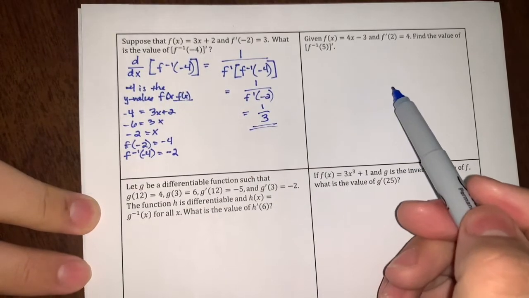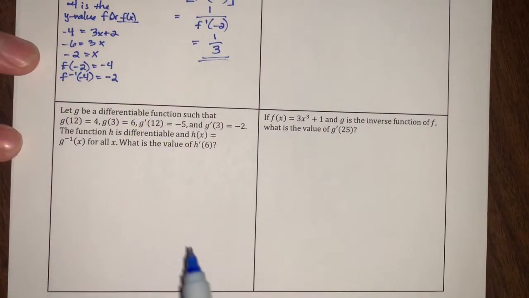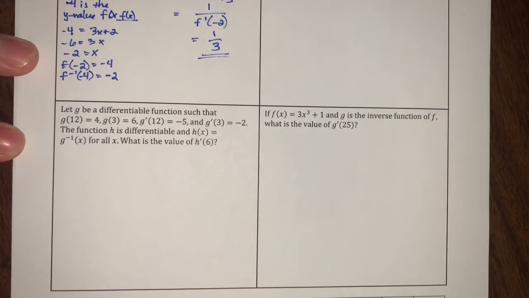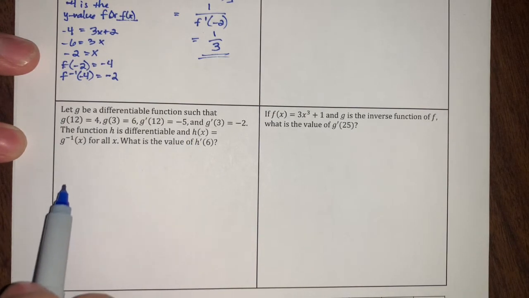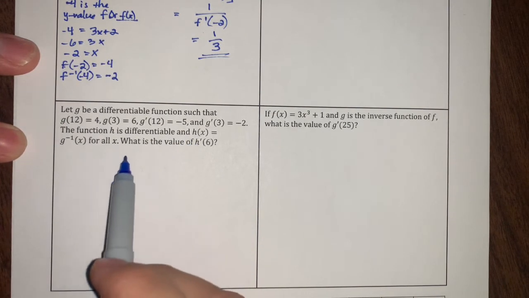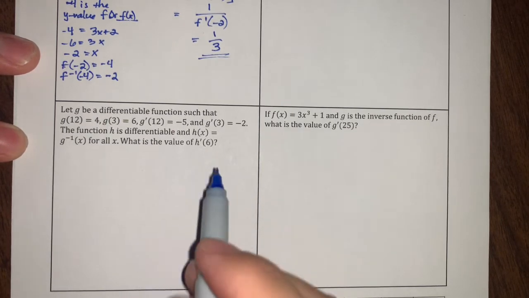All right, so there's one problem. I want you guys to try to do the next problem on your own. All right, so let's look at this next problem. It says, let g be a differentiable function such that g of 12 is equal to 4, g of 3 is equal to 6, g prime of 12 is equal to -5, and g prime of 3 is equal to -2. The function h is differentiable, and h of x is equal to the inverse of g of x for all x. What is the value of h prime of 6?